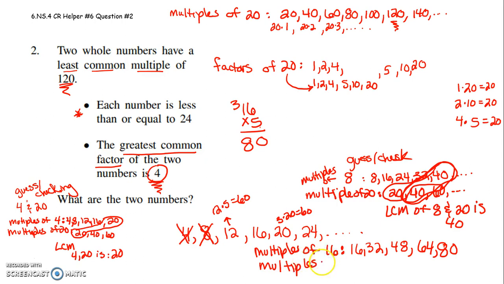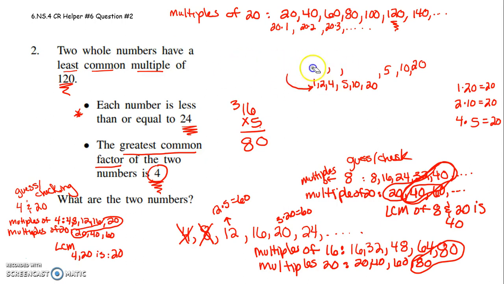It must be 20 and 24, because it says the numbers have to be 24 or less. So the multiples of 20, we know from before, are 20, 40, 60, 80. Oh, God. The LCM between 16 and 20 is 80. It better be 20 and 24. It's got to be 20 and 24. This is the longest video I've done in a long time.